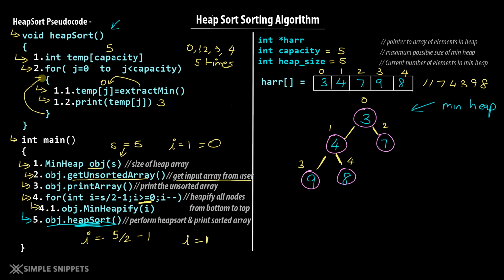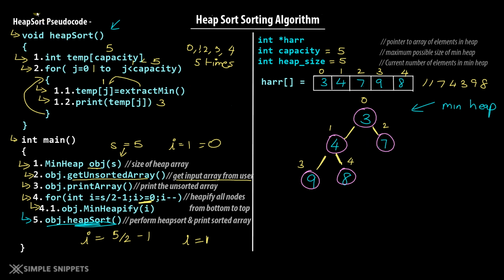Then you come to the start of the for loop, j will become 1. Is j less than capacity? Capacity is 5, so 1 is less than 5. Then you go inside and say temp of 1 is equal to extract min again. Now remember, extract min is a function which already has heapify in it. So extract min will extract this value as well as heapify the array again. So you don't have to explicitly call heapify over here.